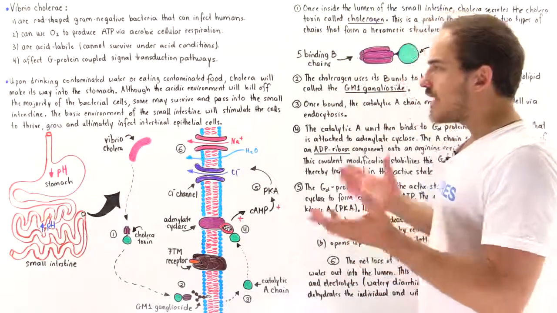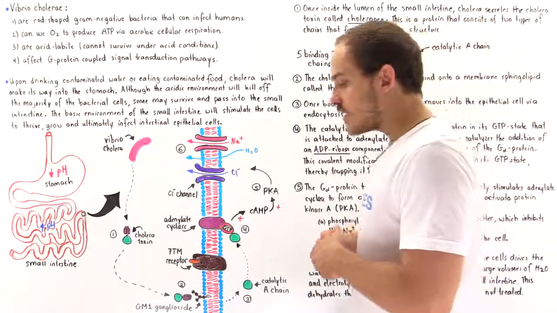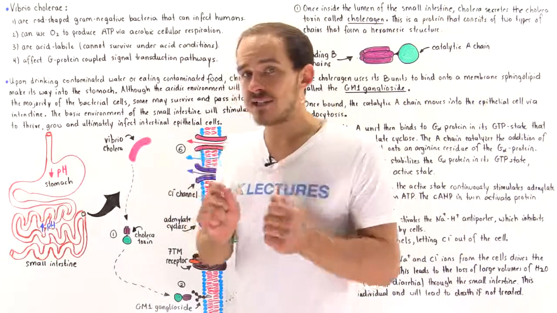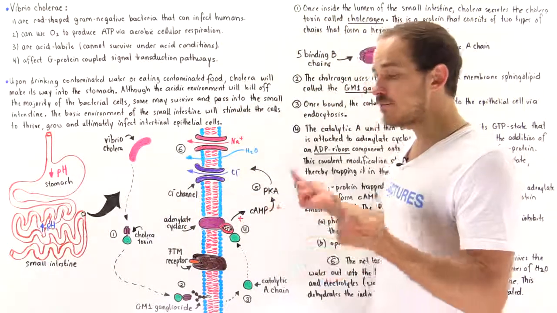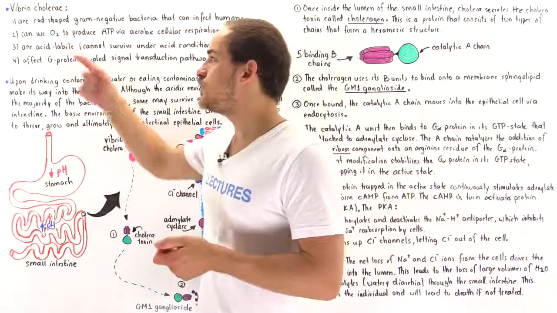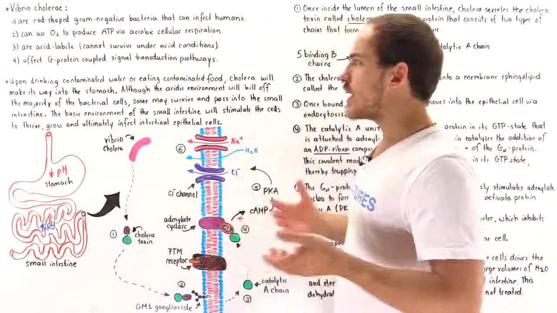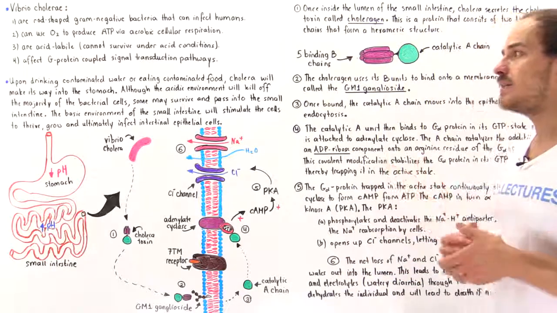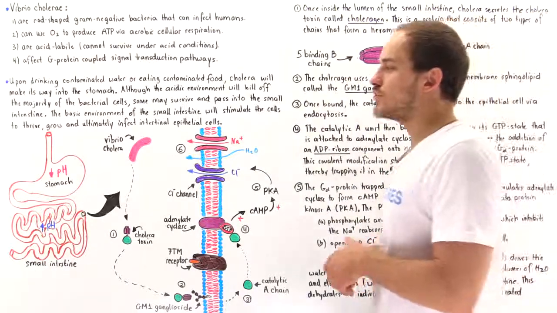So, what I'd like to focus on in this lecture is how a specific type of bacterial pathogenic agent that infects our cells can actually cause the malfunction of G protein coupled signal transduction pathways, and that can lead to many problems, as we'll see in just a moment.